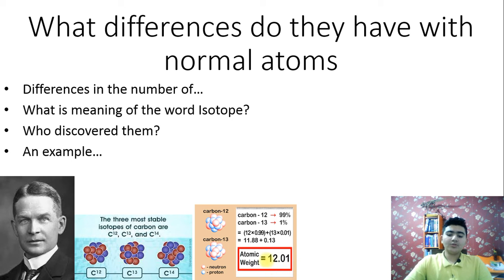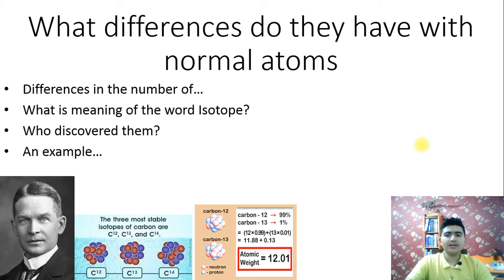So 12.01 is the atomic weight of the atom carbon. Keep in mind that all of the carbons, carbon 12 and carbon 13, have 6 protons. If they didn't have the same number of protons, they would be other atoms, for example nitrogen or oxygen. So all of the protons are the same.